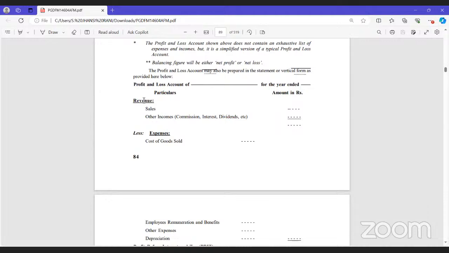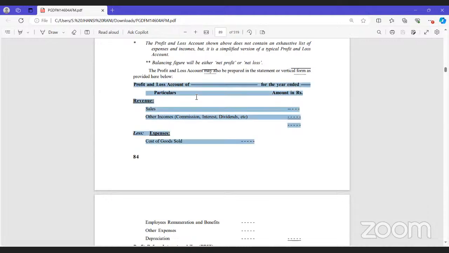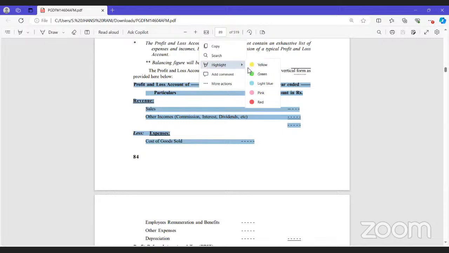Whatever we have written here, we don't have any separate account called trading and profit and loss account in this format. We don't have any other new format. We have only one format that we prepare here.